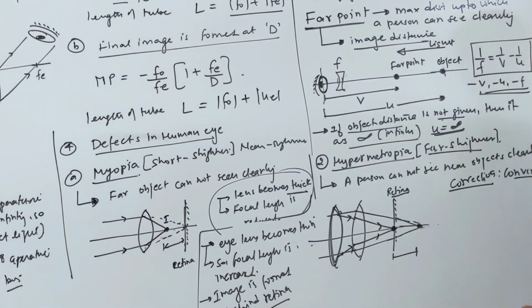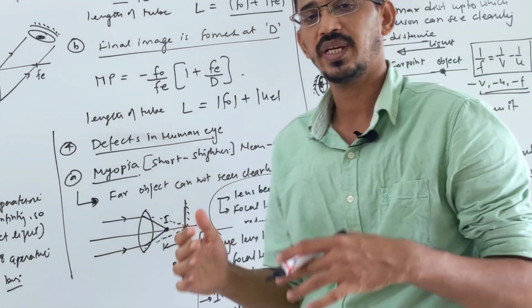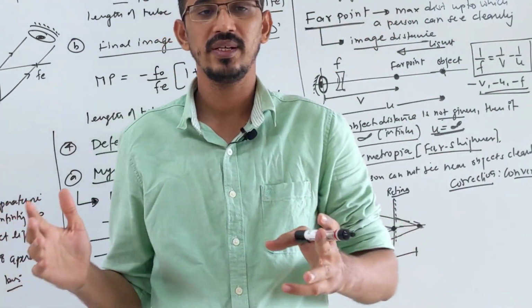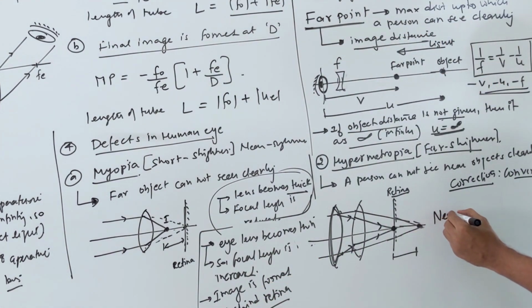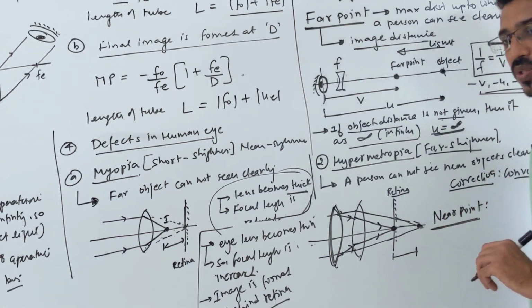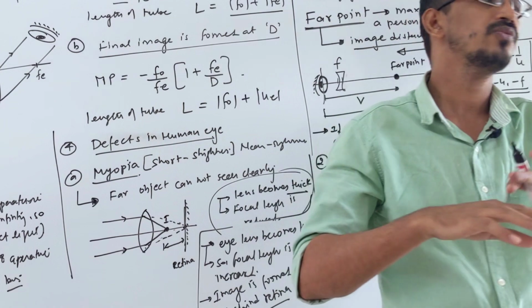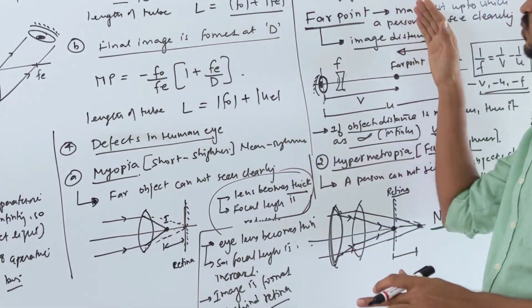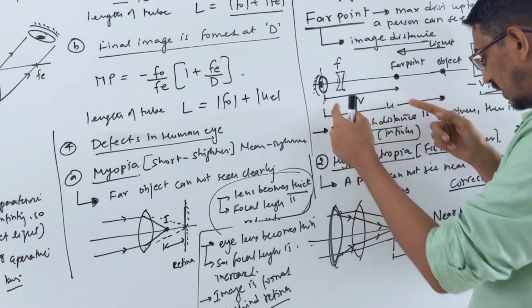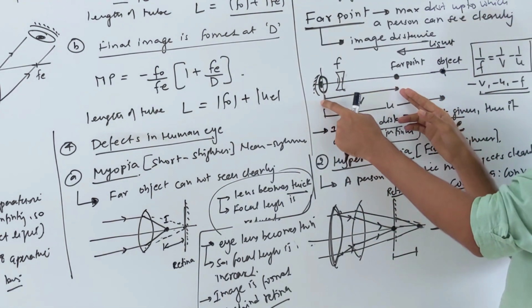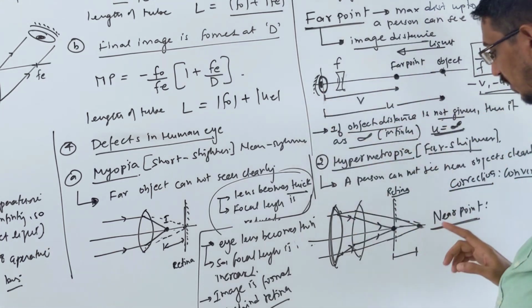Okay, so now look here, watch carefully numerically. Here we have something called the far point, the maximum distance up to which he can see clearly; after that he cannot see clearly. Similarly, here also a point is defined that's called the near point. What is the near point? Look, in myopia we cannot see far objects clearly, so it's the maximum distance up to which we can see clearly. In this range we can see clearly, after that we cannot. Here it is just the opposite: in this range we cannot see, after that we can. So how do you define the near point here?